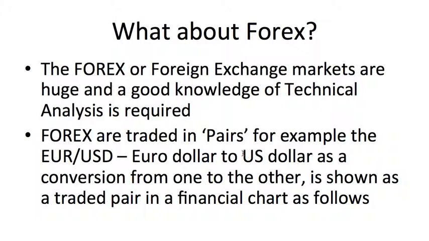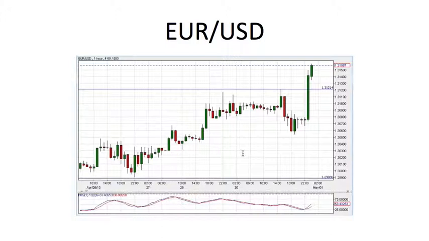Basically, the Forex markets are traded in pairs. Forex pairs are one currency opposed to another, so one converted into the other and vice versa. So here we have the EUR/US dollar, which is the euro to the US dollar, as a conversion from one to the other. And this is shown as a traded pair in one price, because it's the conversion of one to the other, in a chart which we'll show you.